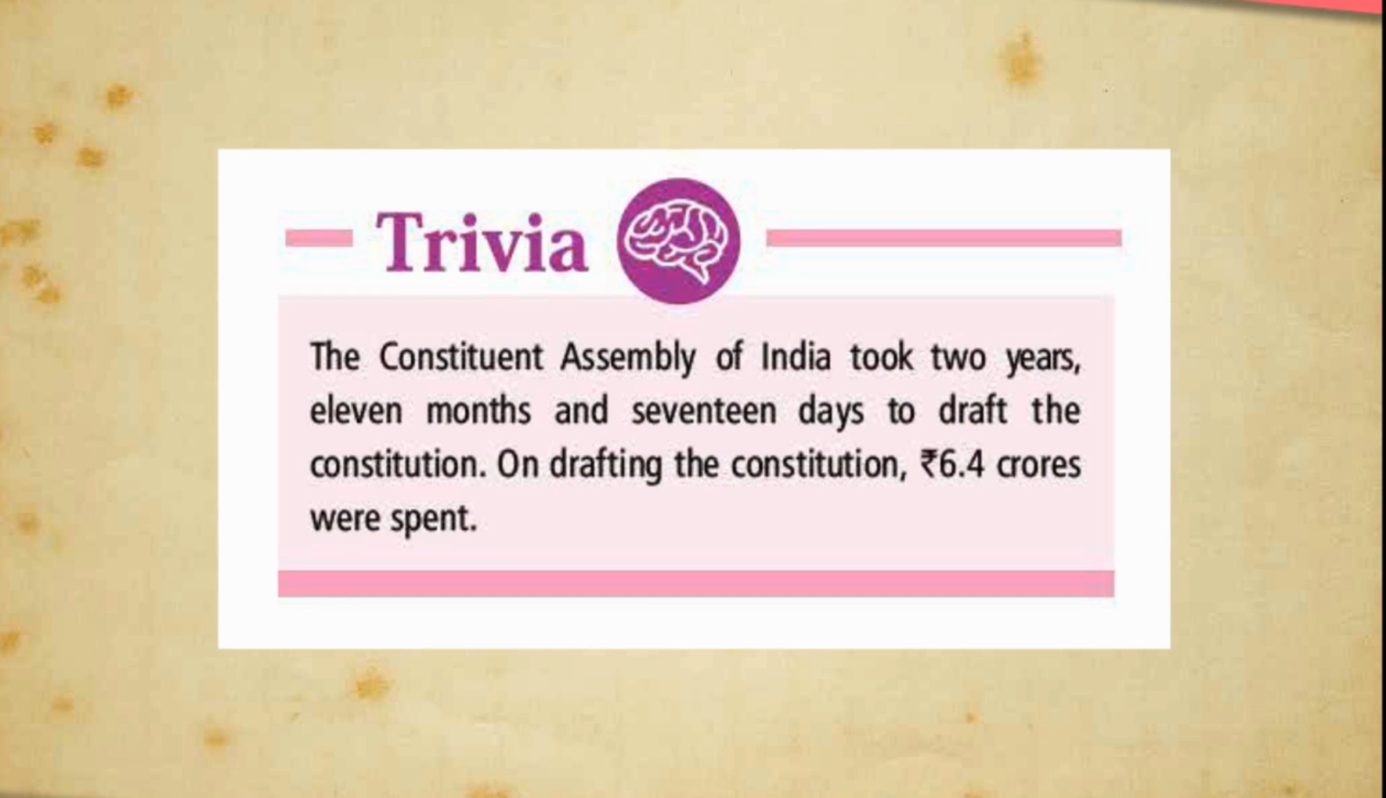Trivia. The Constituent Assembly of India took 2 years, 11 months and 17 days to draft the Constitution. On drafting the Constitution, 6.4 crore rupees were spent.